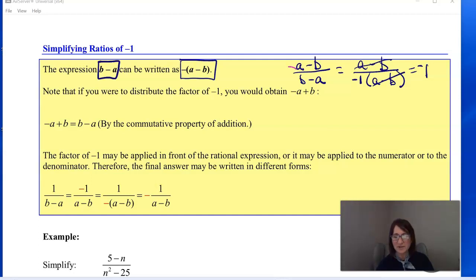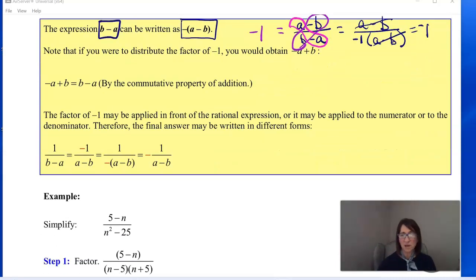If you notice that one of your terms has opposite signs, my a on the top is positive, the a on the bottom is negative. Now, let's look at the b's. The top is negative, the bottom is positive. So they're both opposite. Every time that happens, it is equal to negative 1.